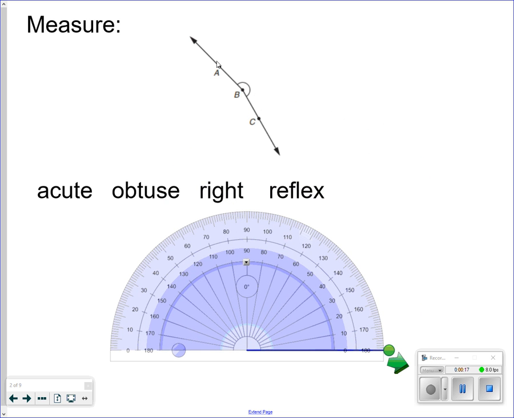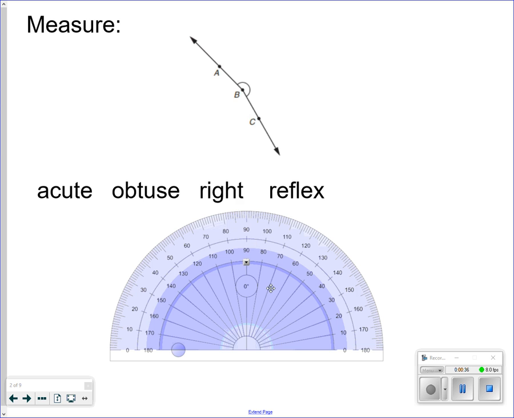So you'll take a look here. So we're measuring the outside of this angle. Okay. So I wonder how much this is. So all the way around this circle would be 360 degrees. Okay. But I want to know what this angle is.